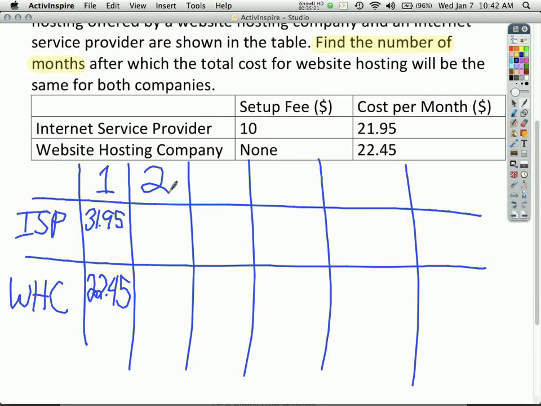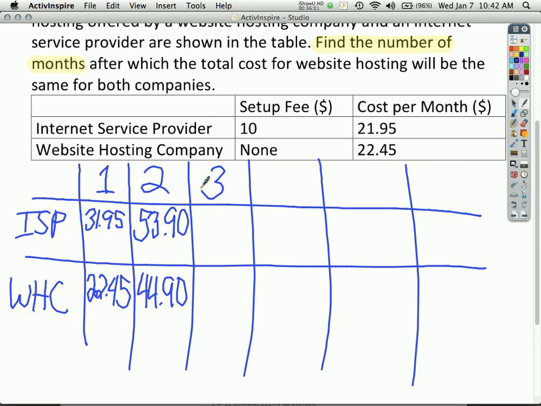Let's see. It would be 22. So that would be 53. I don't know. What would it be? David, you got it ready? 53.90. Or is it 54.90? 53.90? What is it? 53.90. Okay. Thank you, David. 53.90. How much will the website hosting company cost? Yadesh? $44.90. Okay, are they both the same? No. So now I have to go to 3.